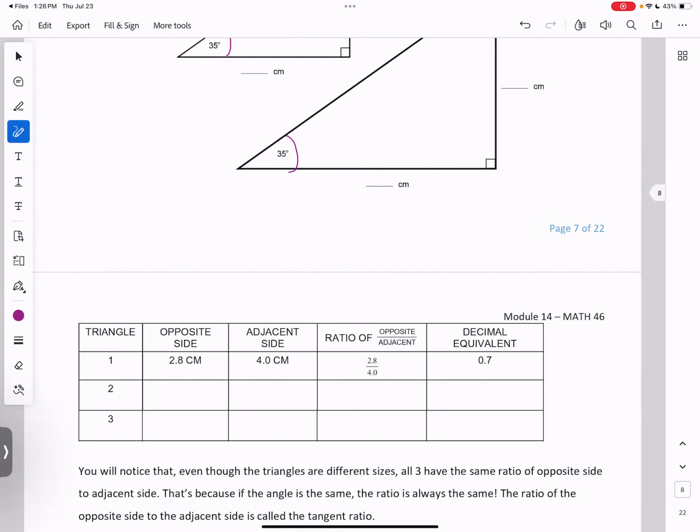Once you've done that, go ahead and complete the chart on the next page. It's already been done for our first triangle. So you're going to put in your measurements for your opposite and adjacent sides. Then calculate the ratio of opposite over adjacent: take your opposite side length, divide it by your adjacent side length, and put your decimal equivalents in here. So give that a try, pause this video, and then come on back.